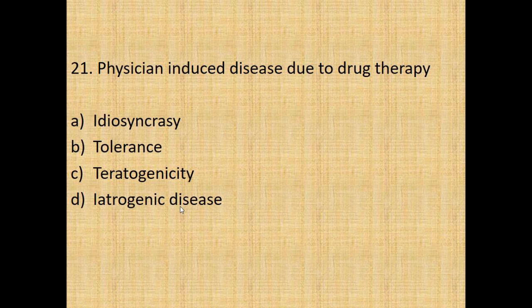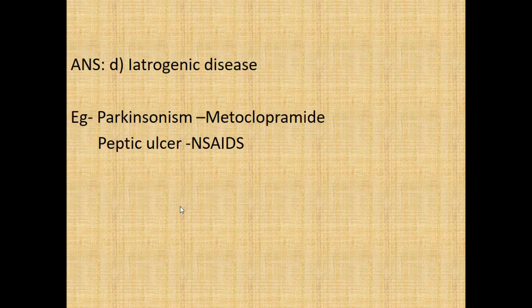Physician-induced disease due to the drug therapy, what do you call? It's called iatrogenic diseases. Parkinson-like symptoms by treatment with metoclopramide, peptic ulcer by NSAIDs. For some disease you are taking the medication, or the doctor prescribed medication to you. Because of that usage of medication, you develop some adverse effect. That is called iatrogenic diseases.